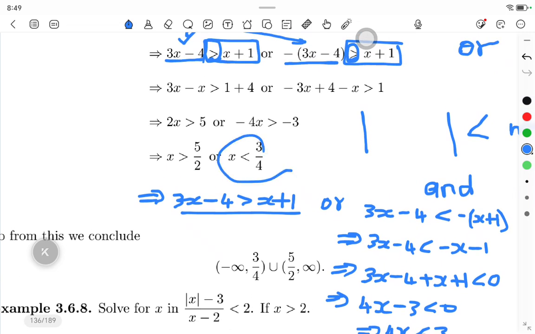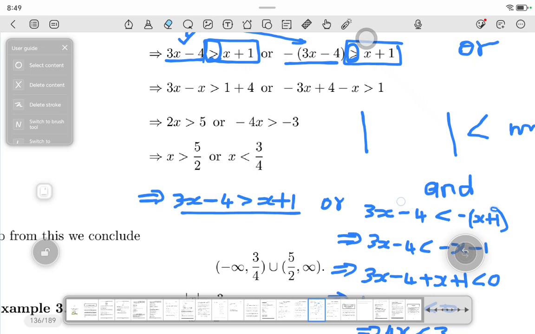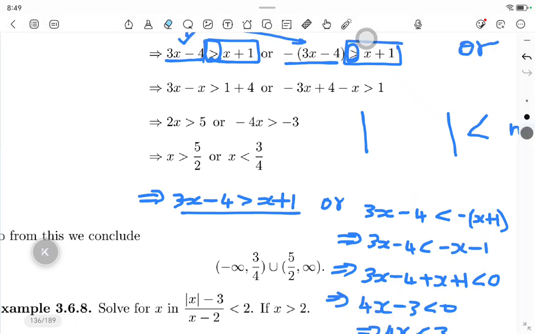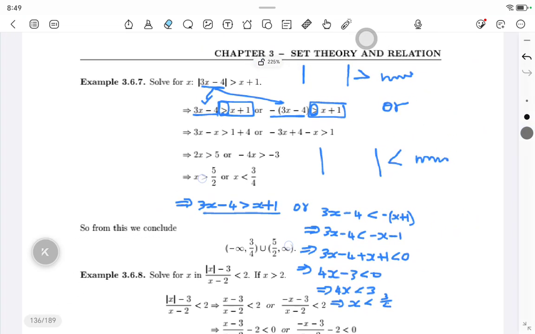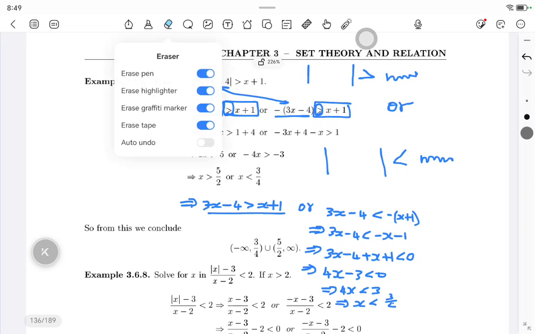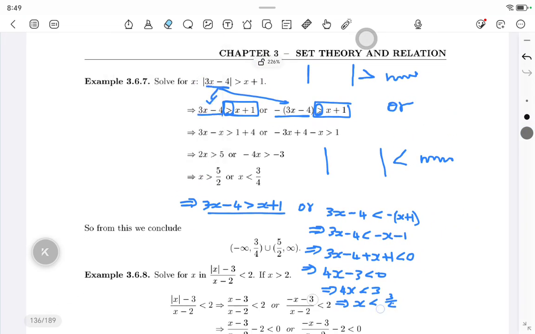This is for people who know that every time you divide by a negative, the inequality sign changes. You see, right? So you can try to apply any of the two. We can use either this method or the other one. Let me just erase this one. We can use any of the methods to solve.